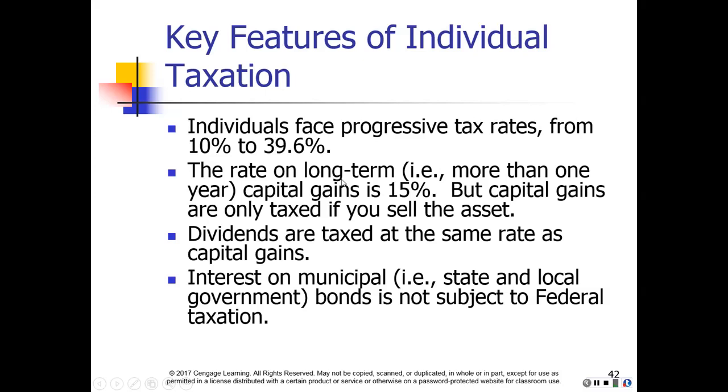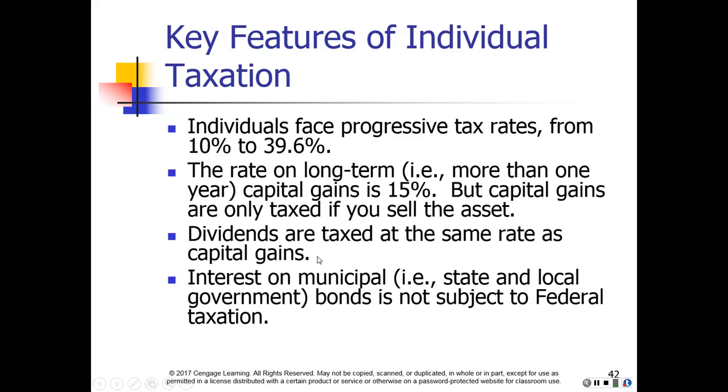The rate on long-term capital gains is 15%, right? And basically that comes from maybe owning some stock for over a year and selling it. Then the gain you have is called long-term gains, and you'll be paying 15%. But the capital gains are only taxed if you sell the asset. So if you own stock and its value has grown, but you haven't sold it, well, then you're not liable to any taxes. Only when you sell it and you made a profit, then you have to pay taxes on that profit, which is at 15%.